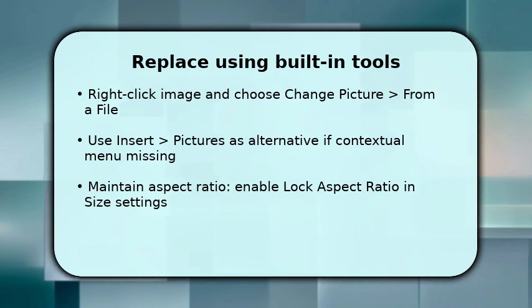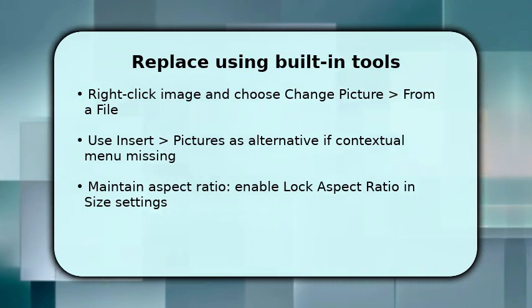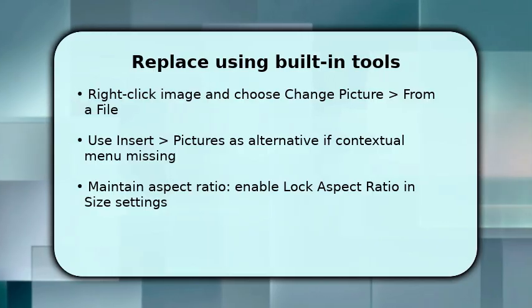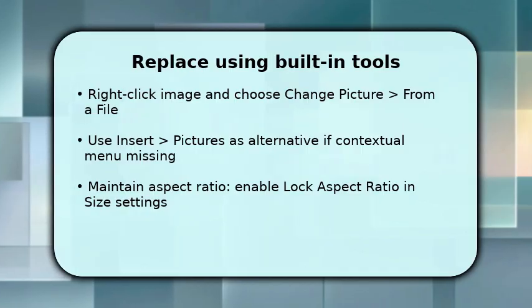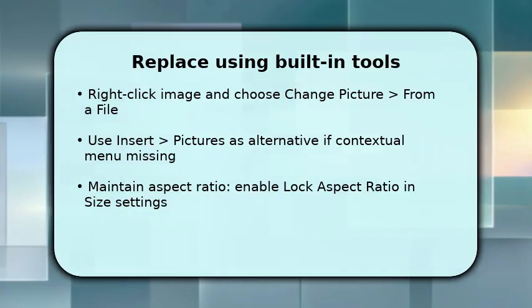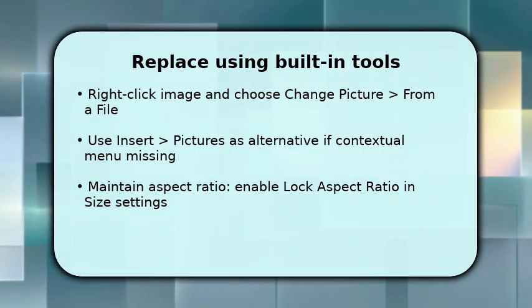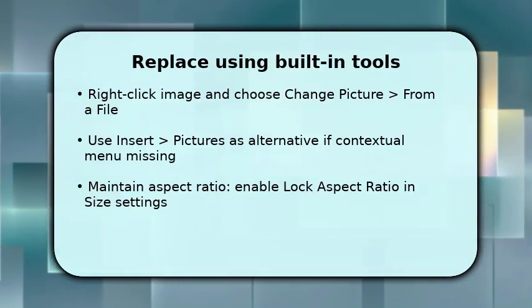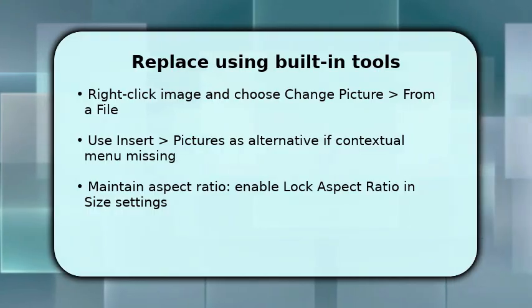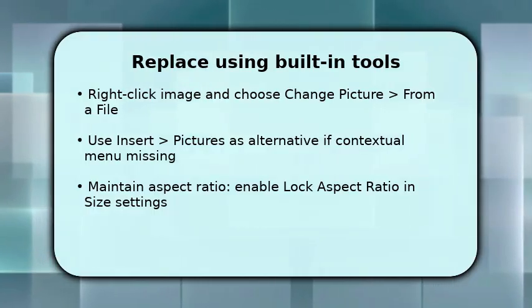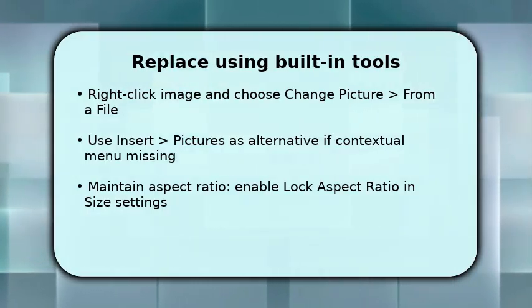Right-click the selected picture and choose Change Picture, then From a File, navigate to your replacement and open it. Once inserted, Word swaps the pixels but keeps some formatting. If the right-click option is unavailable, use Insert Pictures and select the new file, then manually copy formatting. Also, go to Picture Format Size to lock aspect ratio so your image doesn't stretch.